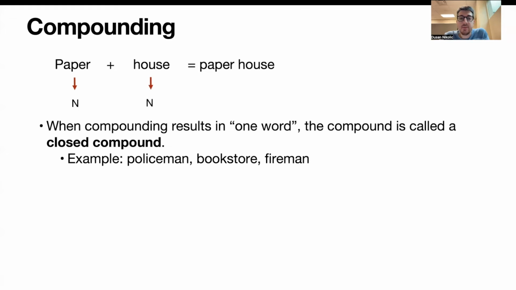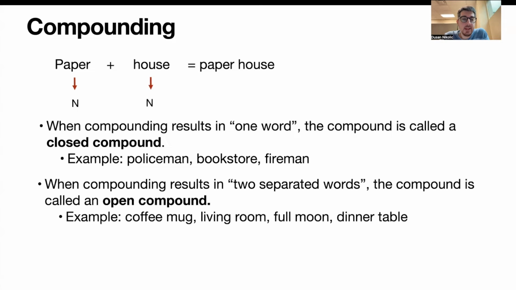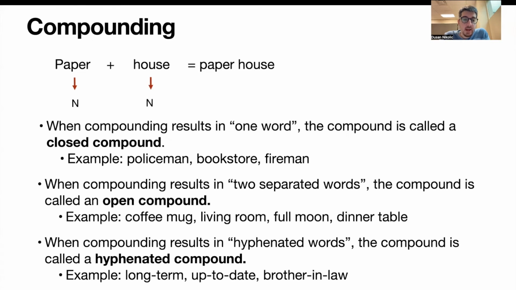When compounding results in one word, the compound is called a closed compound, such as policeman, bookstore, fireman. When compounding results in two words, it's called an open compound, such as coffee mug, living room, full moon, dinner table. When a compound results in a hyphenated word, it's called a hyphenated compound, such as long-term, up-to-date, brother-in-law, and so on and so forth.